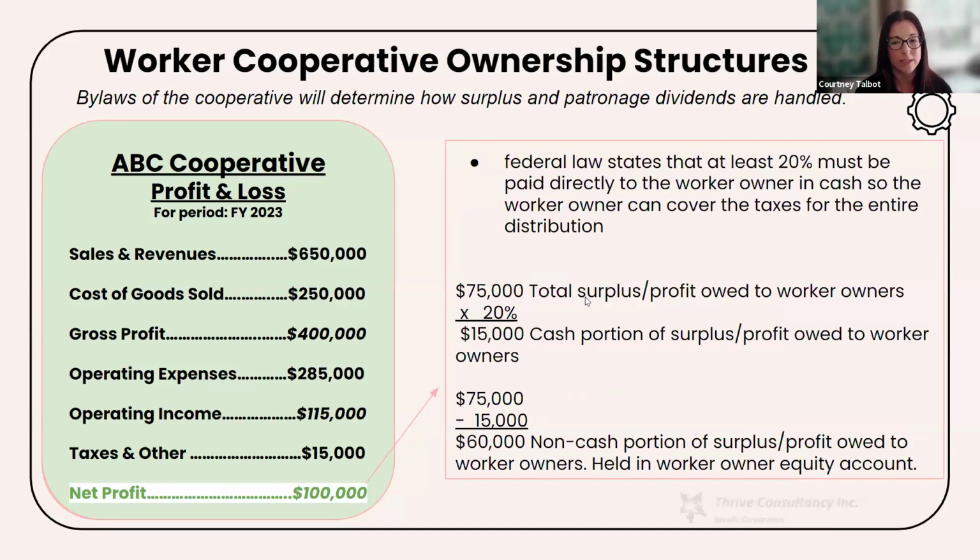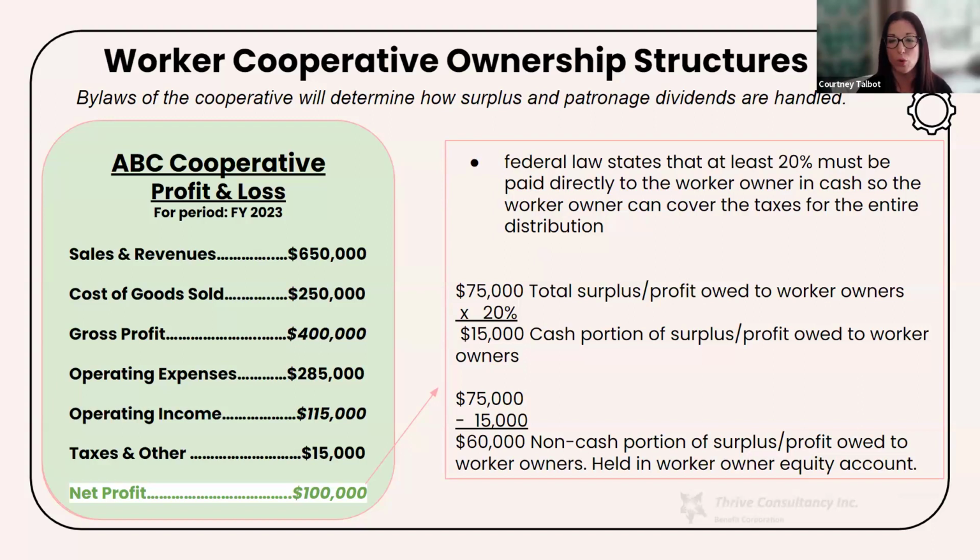Once again, probably the third time I've said this because it's very important: federal law states that at least 20% of a patronage distribution must be paid to the worker owner in cash so that they can cover the taxes for their entire distribution. So we know we have $75,000 that we need to distribute, and the cooperative has chosen to only give the 20% in cash. The rest will be held in the cooperative.